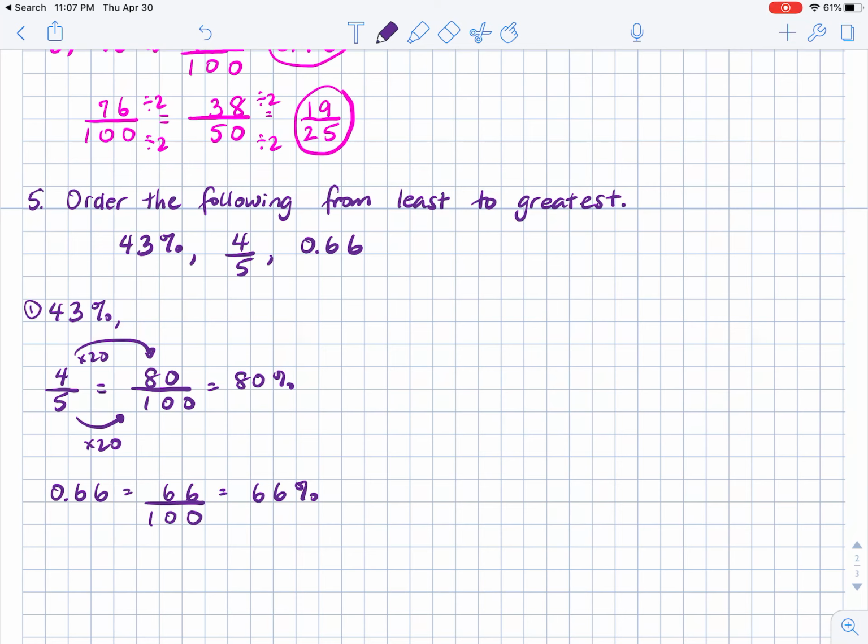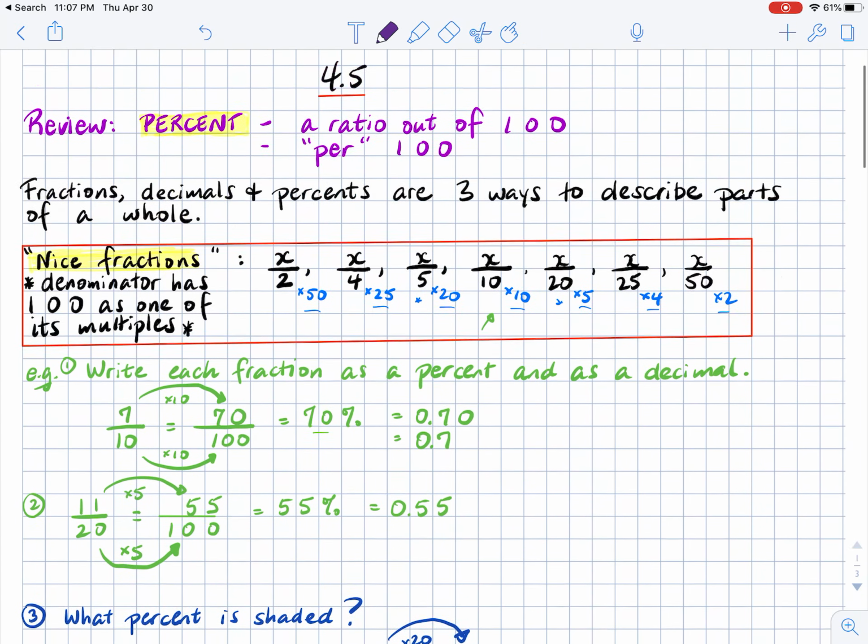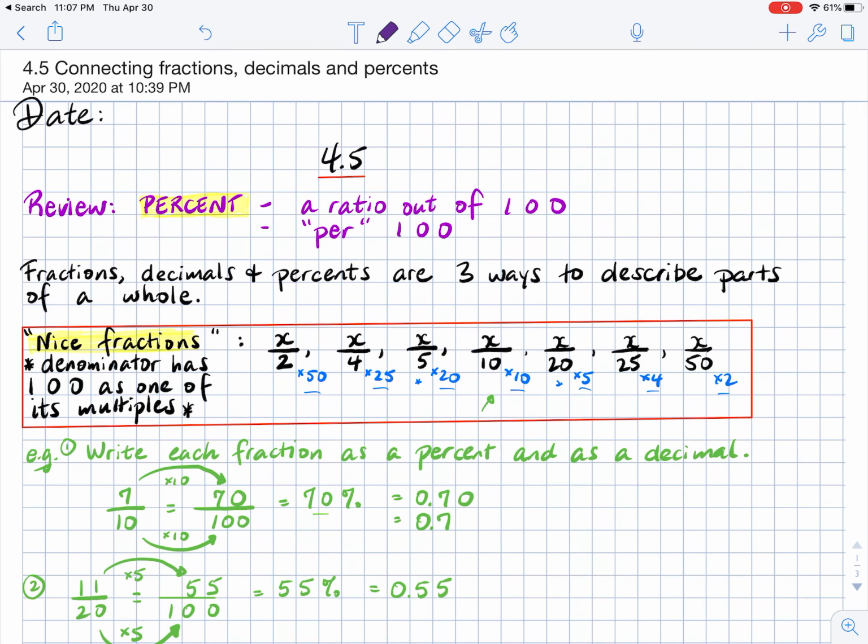I can see now that from least to greatest, this is number 1, this is number 2, and this is number 3. Now that I've done my work, I'm going to go back to the original. I'm going to say that 43% is the least. I know that the next greatest is going to be 66 hundredths, and I know that the greatest is going to be 4/5. And that's how you would tackle a question like that. Okay, and that is it for the lesson on 4.5.